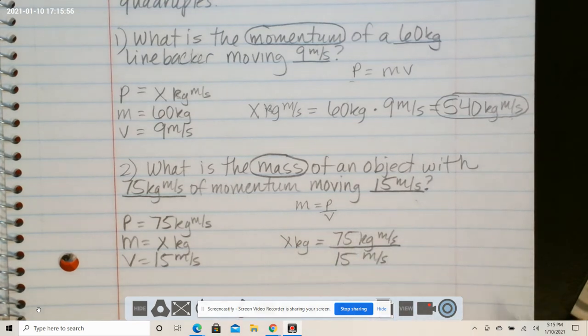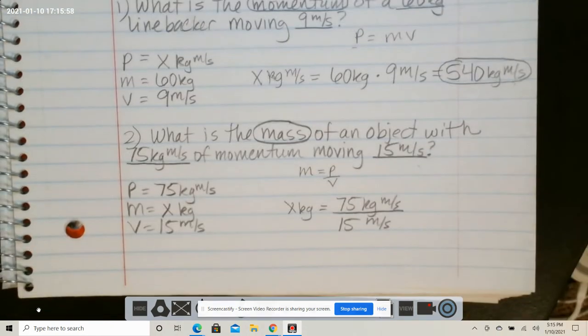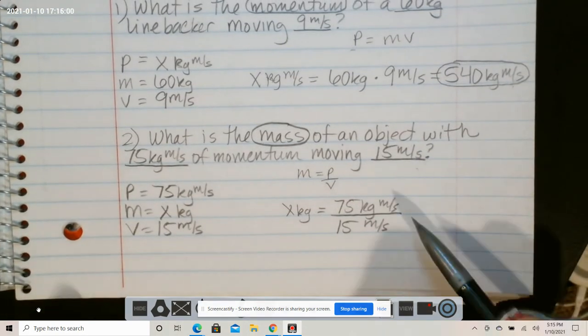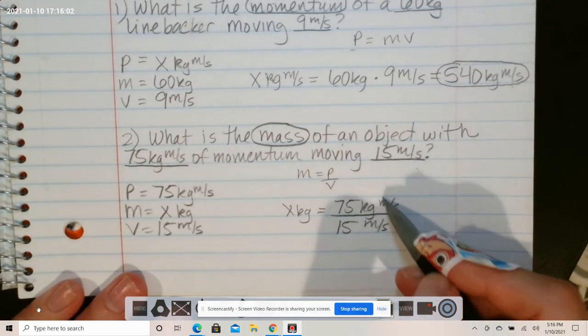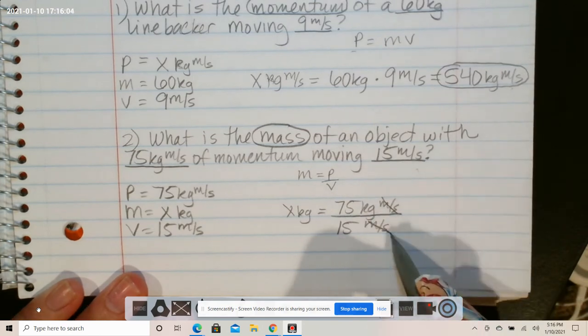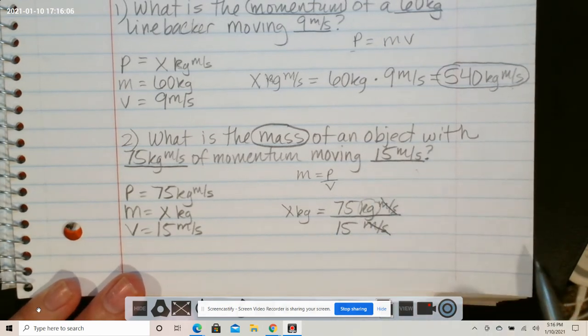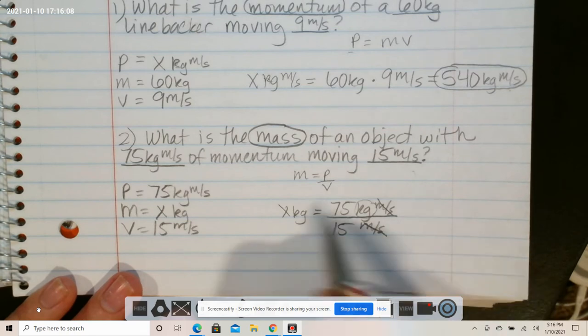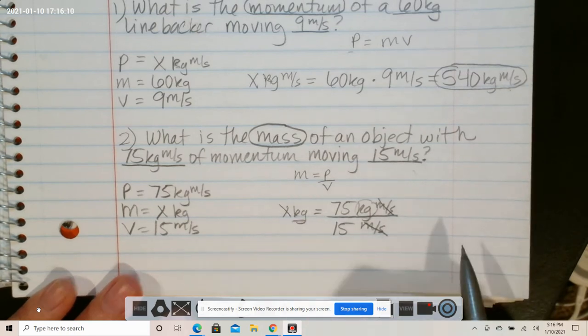And now here's a perfect example of how you can see how we get those units. What do we have the same on top and bottom? We have meters per second on top, meters per second on bottom. We're left with a kilogram. That is what we need. See? And that's how we know we're doing it correctly.